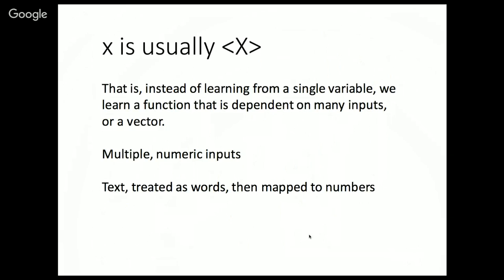So when I say x is usually capital X with this angle brackets, I mean a vector, okay? A vector of values, okay? That is, instead of learning from a single variable, we are going to learn a function based on many different inputs. Some of those inputs could be continuous value, like height. Some of them could be enumerated values, like has eaten lunch, hasn't eaten lunch, Caucasian, Asian, Indian, whatever, okay? This could be enumerated types, okay? Or it could be even textual information, okay?